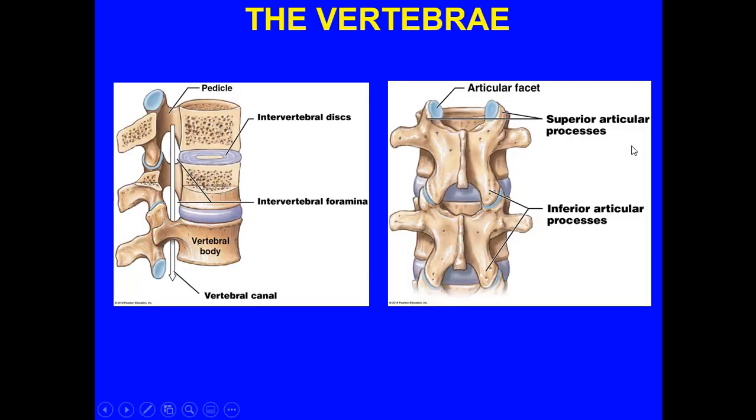What? Here's what I'm looking at. Here you have these extensions. This is the superior. These are the inferior. How do you have these vertebrae connect one to another? If you look at this, this is the inferior articular process. It connects to the next one down, which happens to be its superior one.